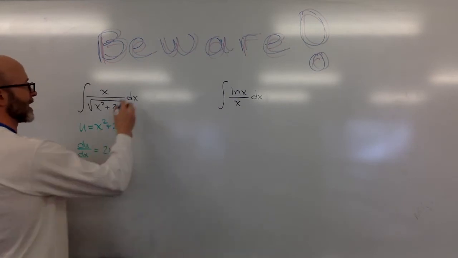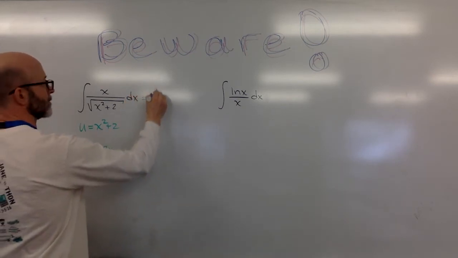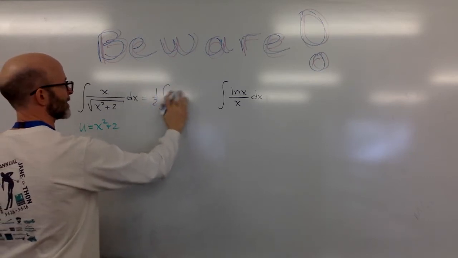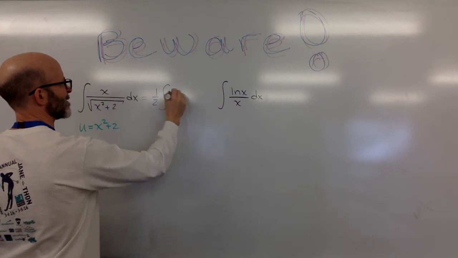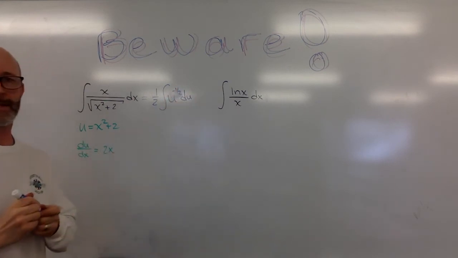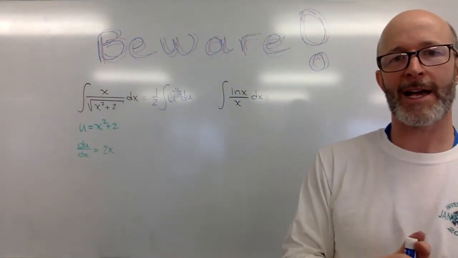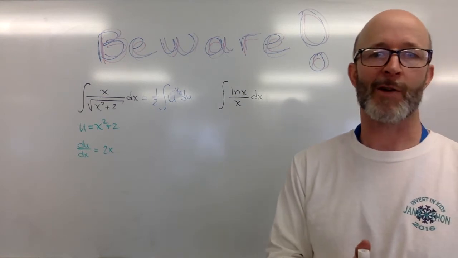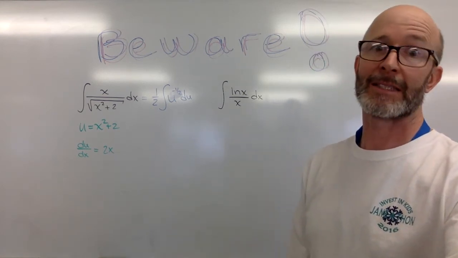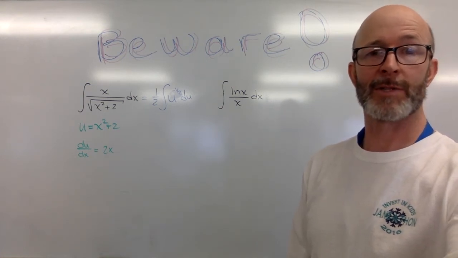This, my friends, is an example of, dun dun dun, du, whoops, not u to the negative first, but u to the negative 1/2. This is normal u substitution. It is not a natural logarithm. So just be careful of those kinds of situations, because it could trick you if you're getting used to doing natural logarithms.